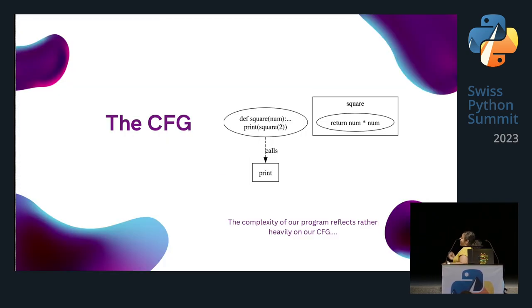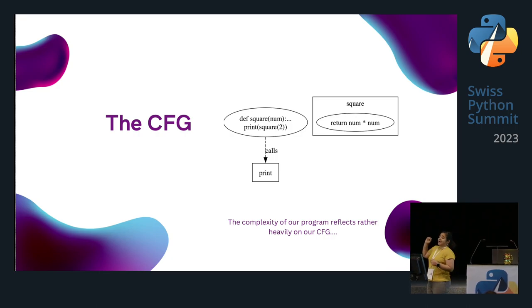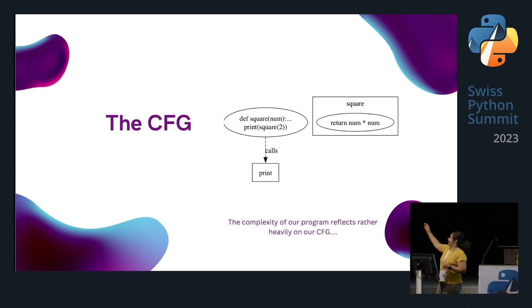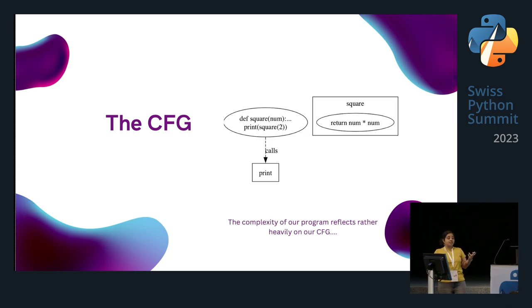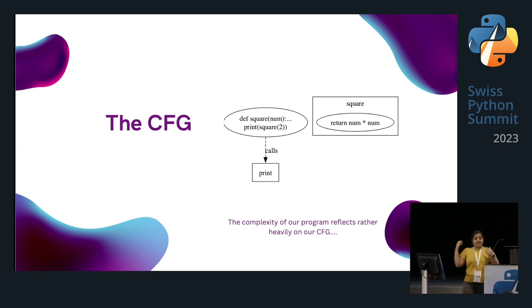For our extremely complicated program, this is what the control flow graph looks like. You have the oval one, which is the main, which calls print, which actually calls square, and that's it. But if you have a more complicated code base, this one you can actually generate on a code base. If you have it in a more complicated place, the graph looks nicer.